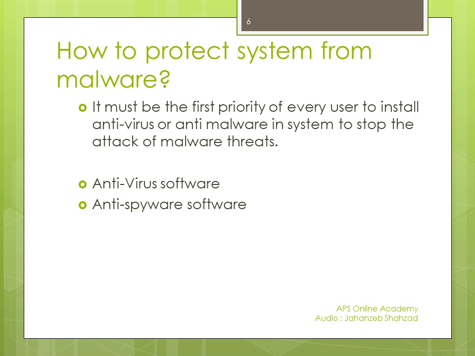Some antiviruses have the capability of updating themselves automatically, like they will automatically update the definitions of antivirus and anti-spyware when a new update comes. And some antiviruses need your permission to update themselves. So it must be our first priority to install anti-spyware or antivirus software in our system and update them on a regular basis. This is the only way we can protect our system against malwares.